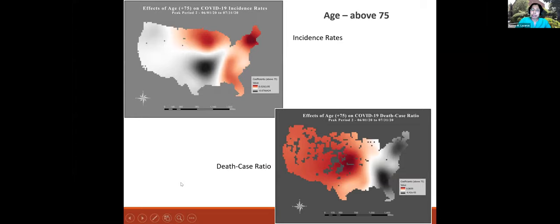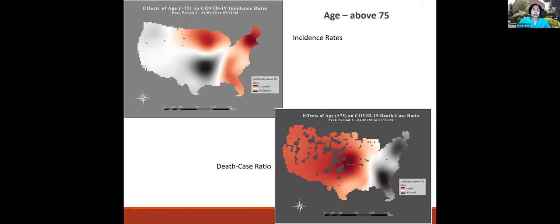So in the next few slides, I'm going to share with you some coefficient rasters. The coefficient rasters display the effects of individual independent variables on COVID incidence rates and death-to-case ratio. The map on the top left is showing you the coefficients relating to incidence rates and is concerned with the independent variable of age cohorts above 75.